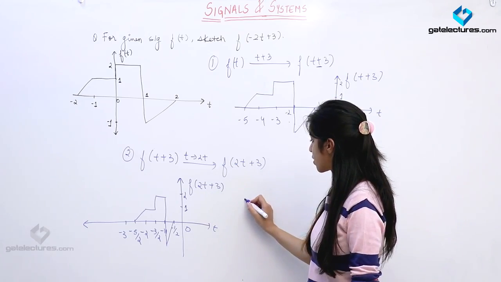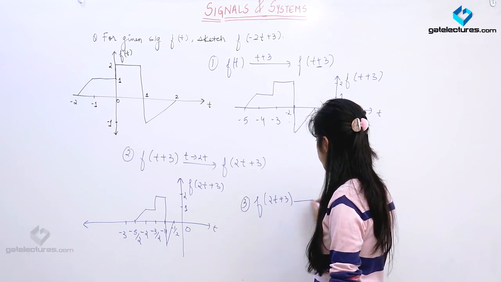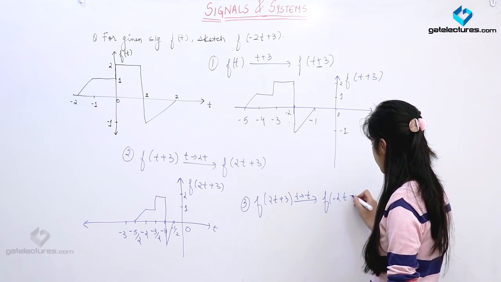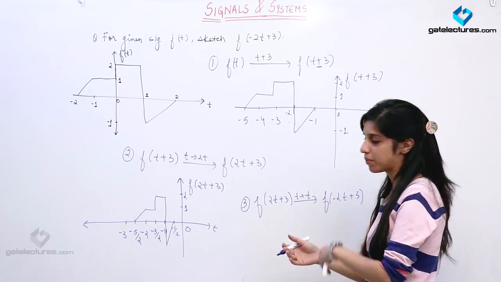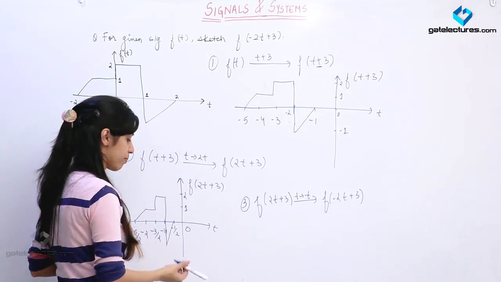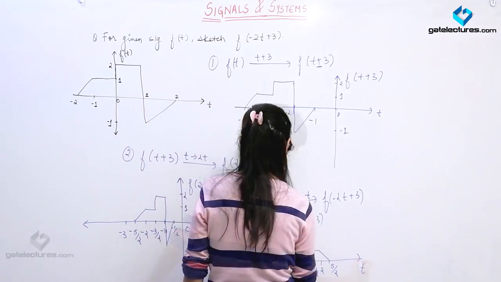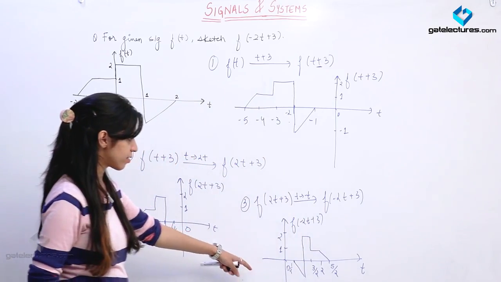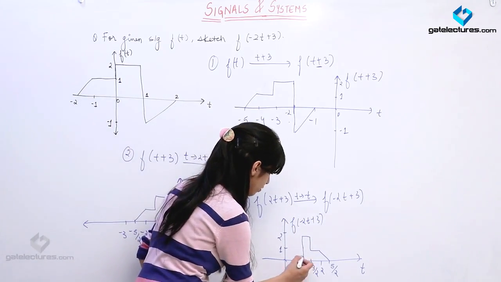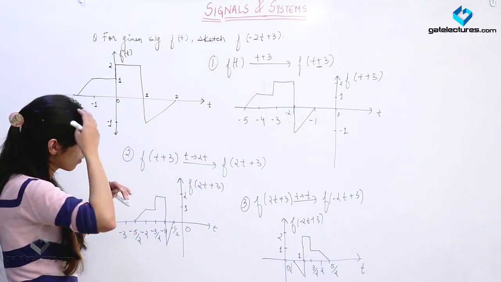Now the last operation that I am performing is time reversal. When I perform time reversal, the signal is just going to flip. This is going to make a mirror image about the y axis, which is why the signal is now going to lie between 1 by 2 and 5 by 2. Fine, so this is how our required signal is going to look like. So this is the final signal you are going to obtain.